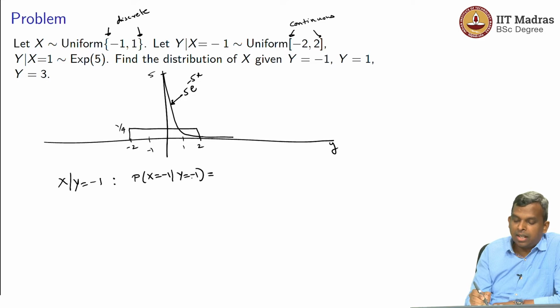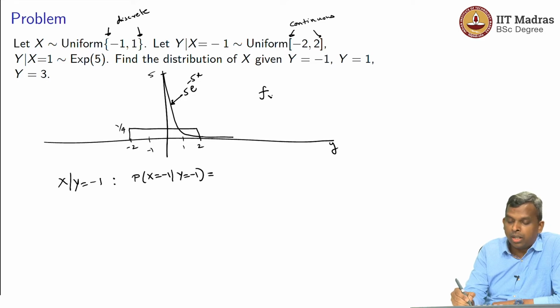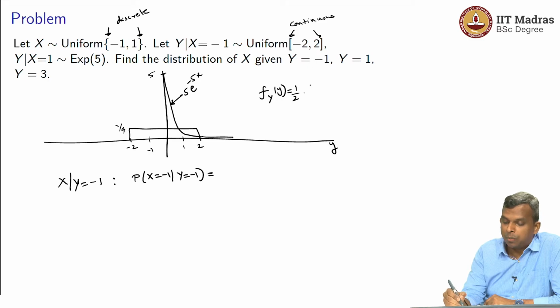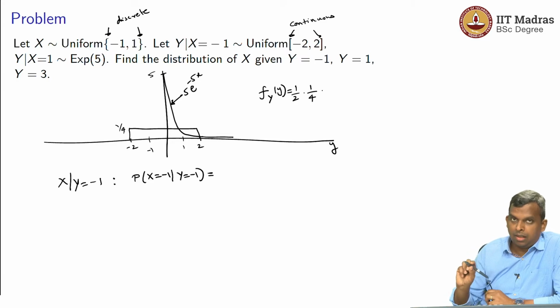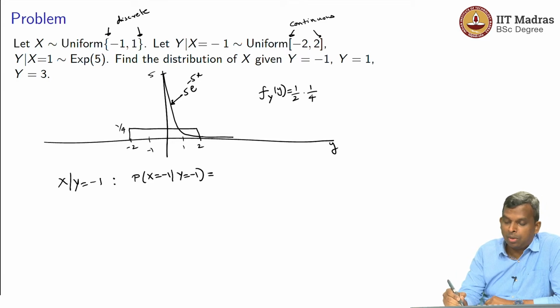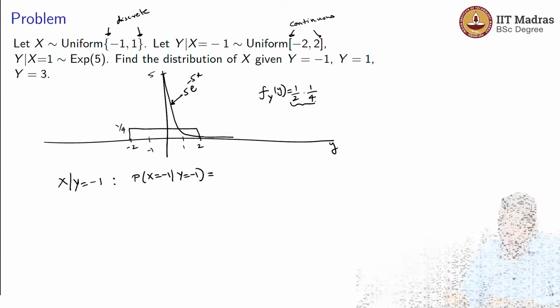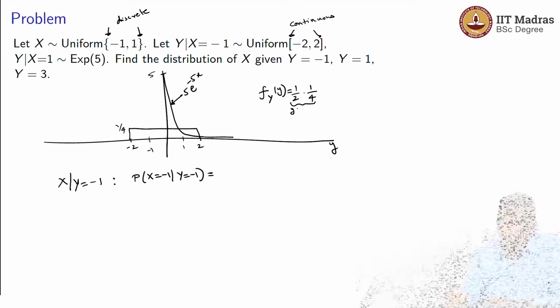Okay, so for this, I know I need my marginal of y. So let's write down the marginal of y. It's going to be half, the probability that x equals -1, times the uniform distribution, 1/4, right? Remember, you have to be very careful here. This 1/4 is when y is between -2 and 2, right? So this is when y is between -2 and 2.